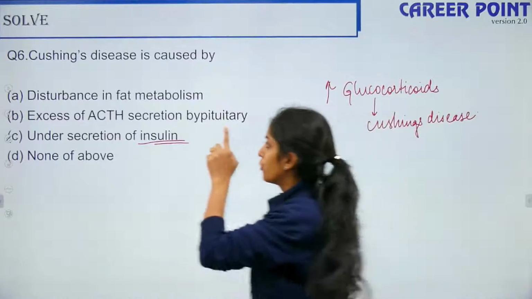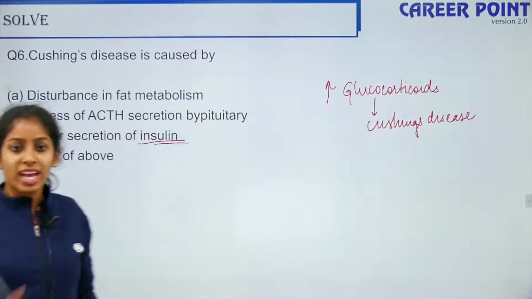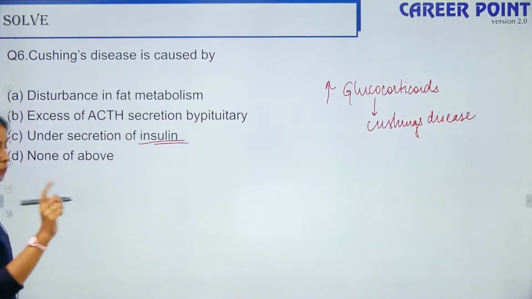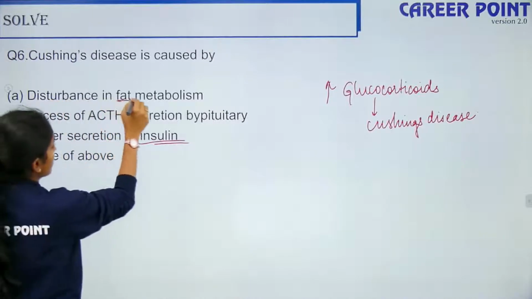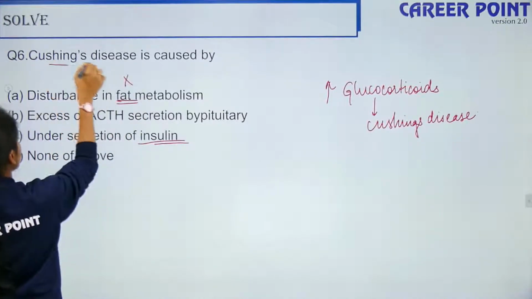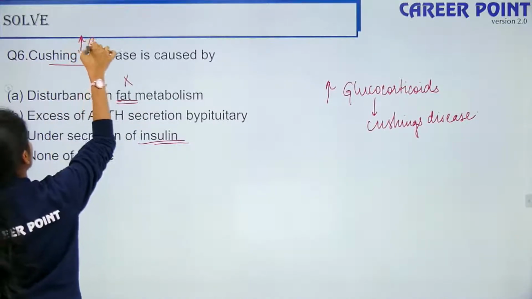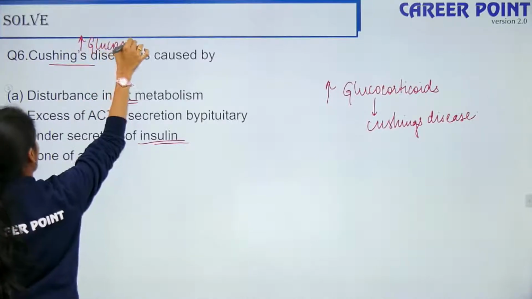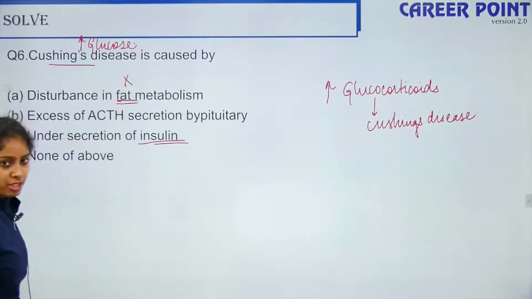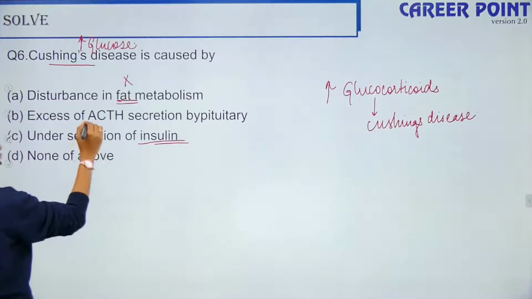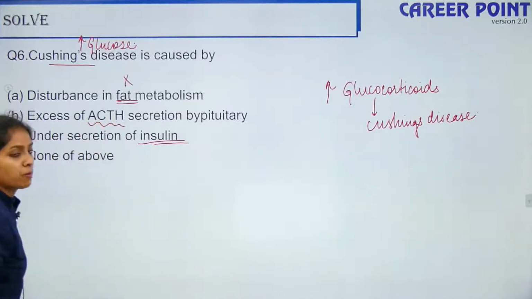So justify the answers here. Eliminate the options. Disturbance in fat metabolism? No. Cushing's disease is due to increased glucose metabolism. Okay, it is not due to fat metabolism, right? Then, excess of ACTH secretion by pituitary.